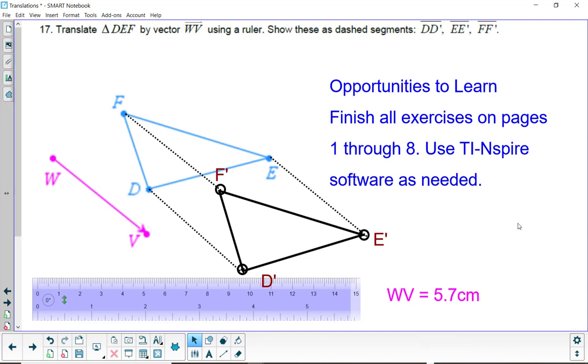So the opportunities to learn, as I like to call them, or the homework, or whatever you want to call the assignment, is to finish all the activities on pages 1 through 8. Any exercises we didn't do, go back and complete them. The answers will be available to you on the website. Please use the TI-Nspire software as needed to play and try things out, learn things. But this does now conclude the video.